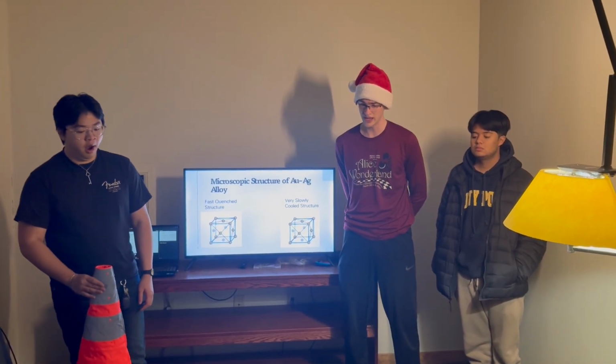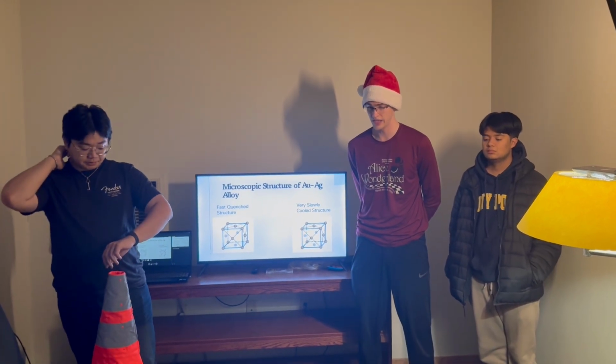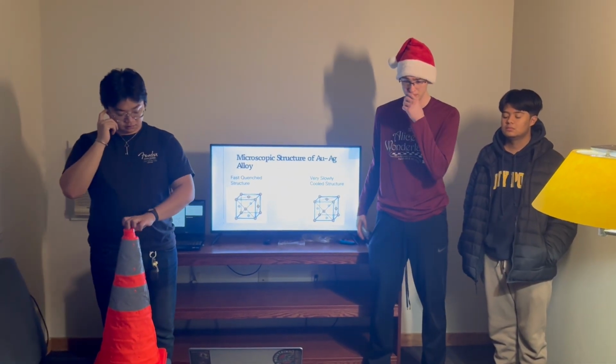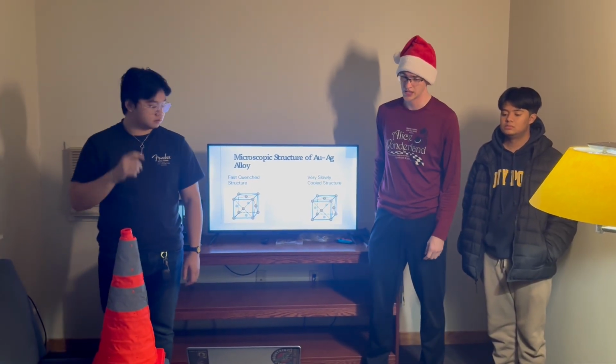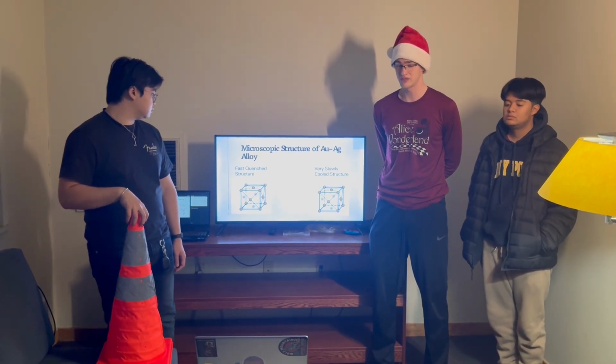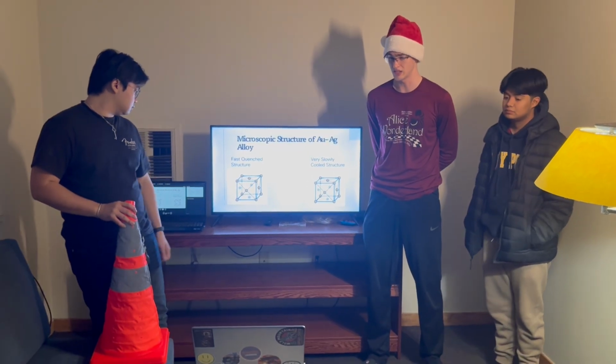Even though the cooling is fast, there is still only one phase because the Au-Ag system remains soluble throughout all temperatures. And B, the slowly cooled structure. If we cool the alloy very slowly, the alloy forms a single phase FCC solid solution.